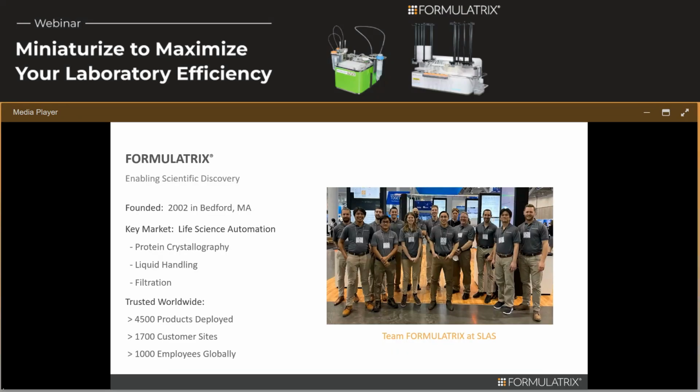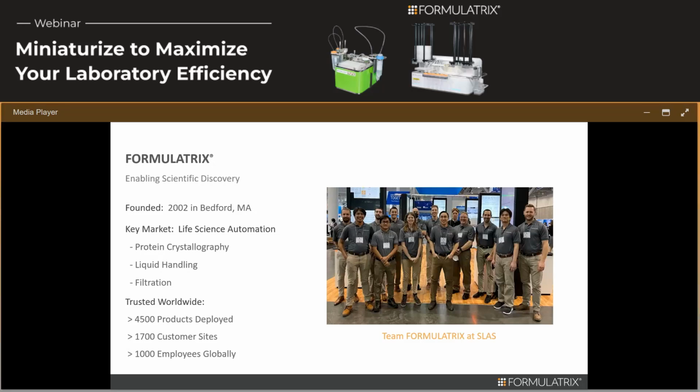A little about our company. FORMULATRIX is a growing company that focuses on automation in life sciences. It was established in 2002 to provide protein crystallization automation solutions. Since then, we have started developing other laboratory automations, including next generation liquid handlers and filtration systems. We aim to enable you to formulate your scientific discoveries by making automation precise, reproducible, and fast.